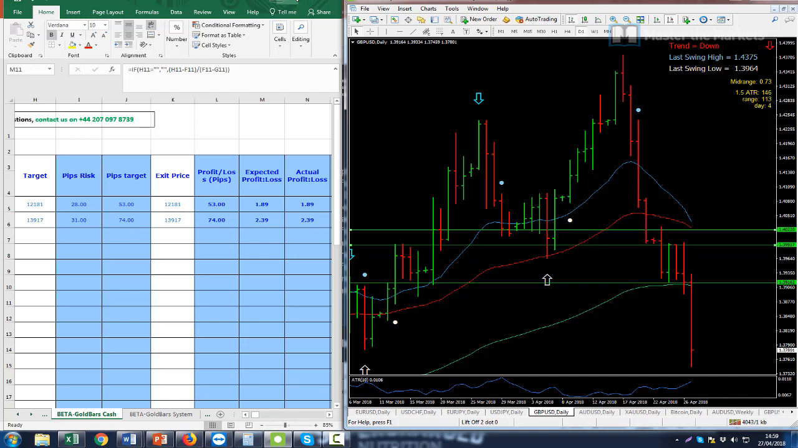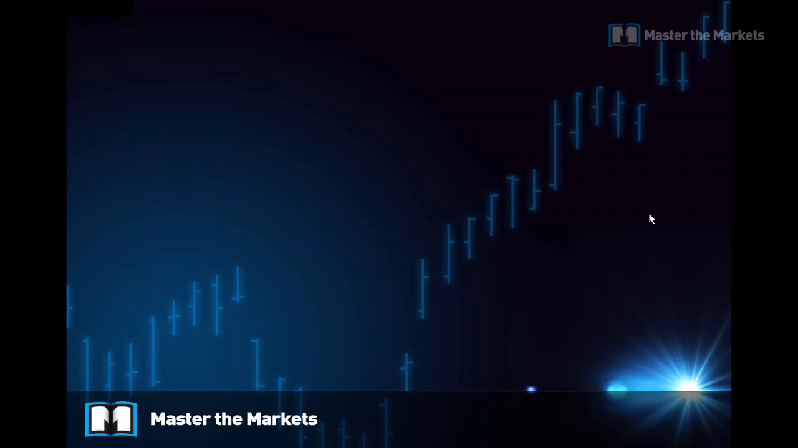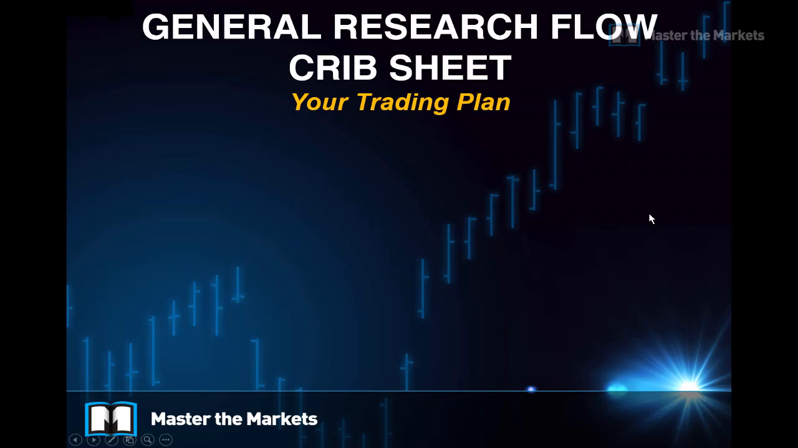And let's talk about creating a sound trading plan. So I want to go over this today. So this, of course, is my trading plan. Here at Master the Markets we call a trading plan a crib sheet. We call it a crib sheet because it's a set of documents that you want to keep next to you when you are actually trading the market.